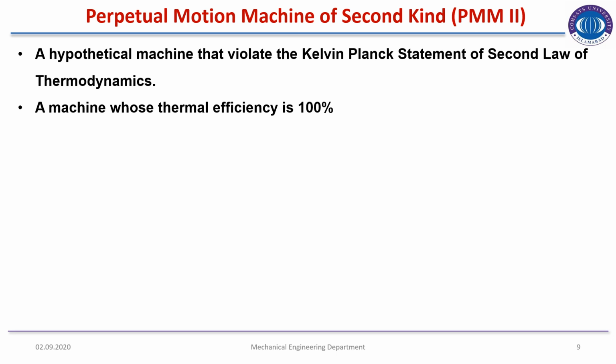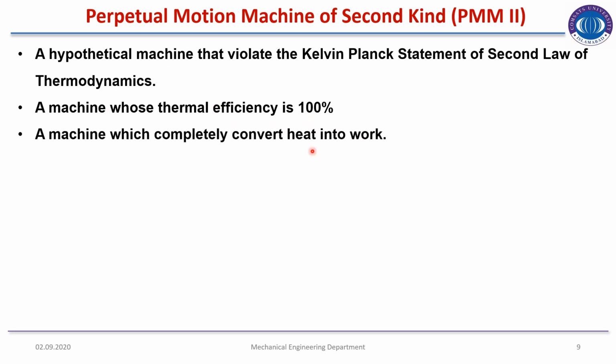A perpetual motion machine is a machine whose thermal efficiency is 100%. As you know, it is a hypothetical machine, not a real machine. We only use it for research purposes or to understand different aspects. So its thermal efficiency can be equal to 100%. It is a machine that completely converts heat into work.